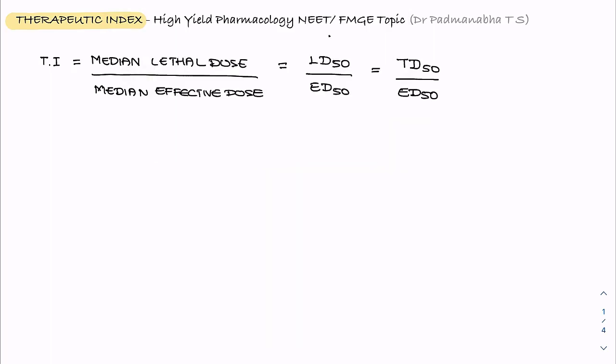Whenever in your exams they ask what the therapeutic index reflects, please remember the therapeutic index reflects the safety of a drug. It is a measure of safety. It reflects the safety of a drug.